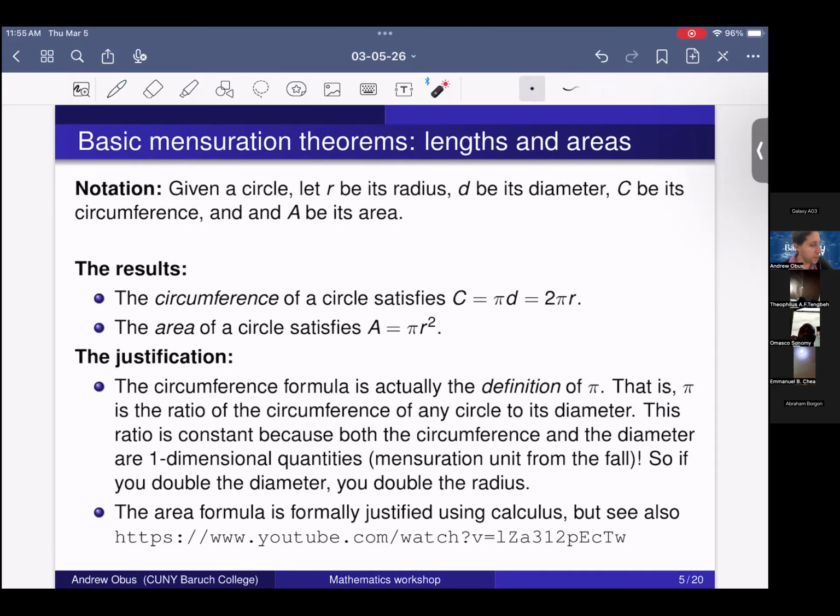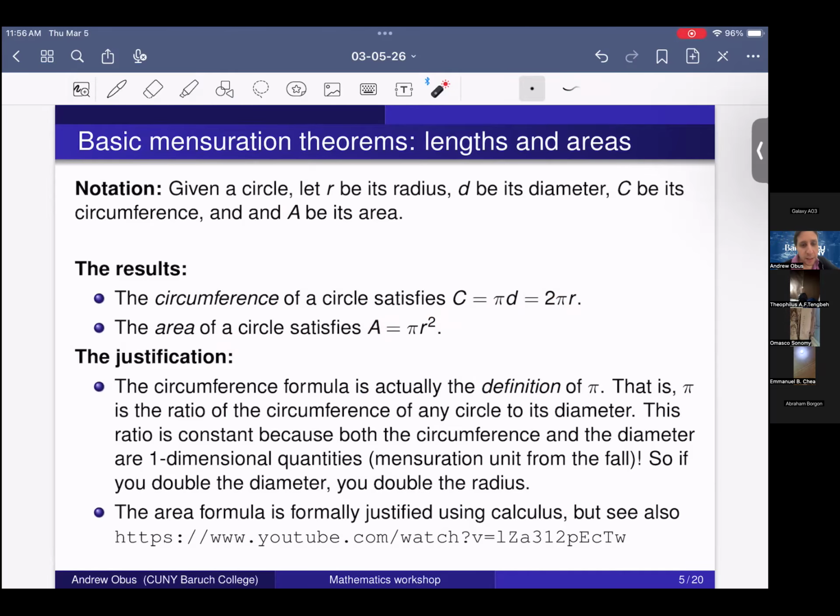We're going to start with some notation over here. These are things we've done in the past. If we have a circle, we're going to call r the radius, d the diameter, c the circumference, and a the area. And we have these two basic results that, of course, everybody should know about circles, math teachers and anybody else in the world. The circumference of a circle satisfies c equals pi times the diameter, or 2 times pi times the radius, same thing. And the area of a circle satisfies area equals pi r squared. So these are basic formulas.